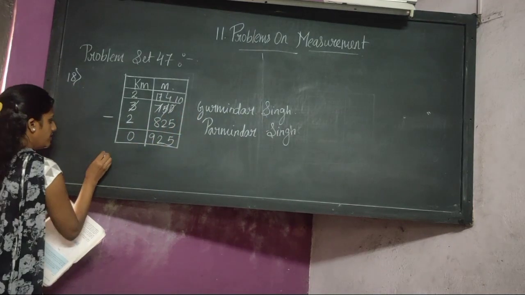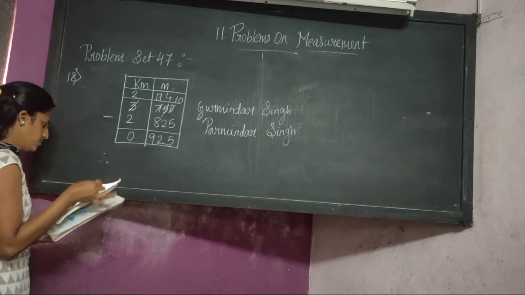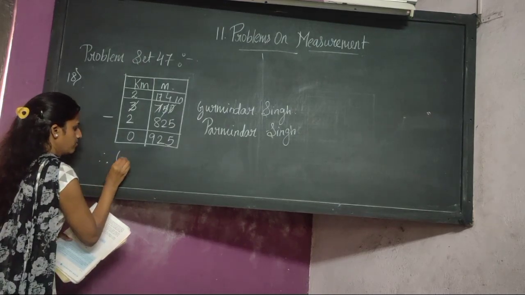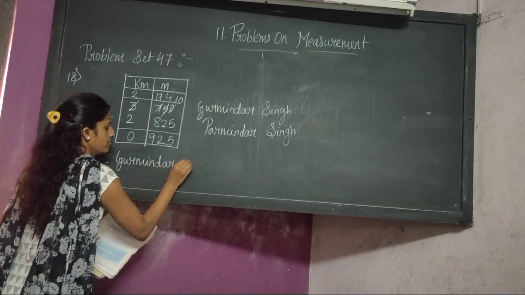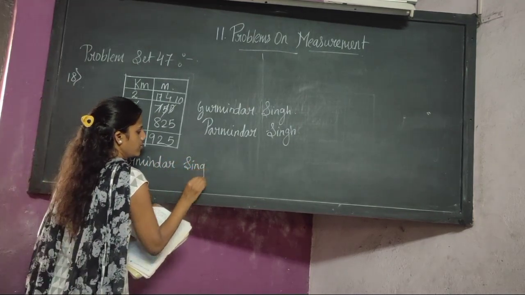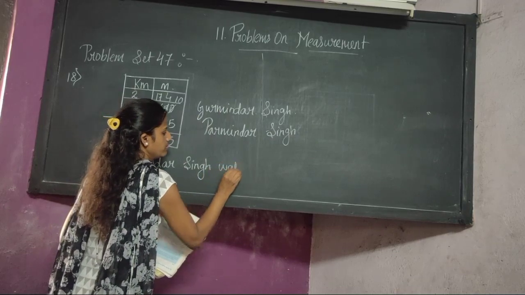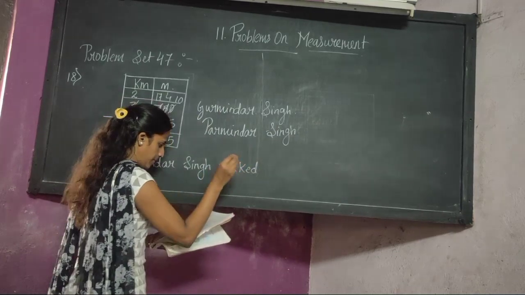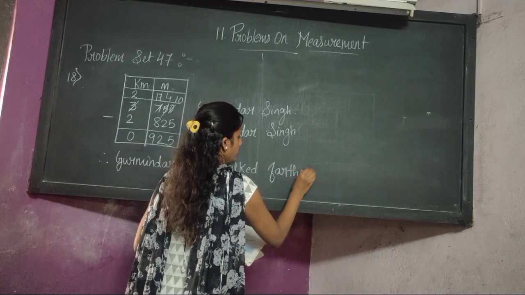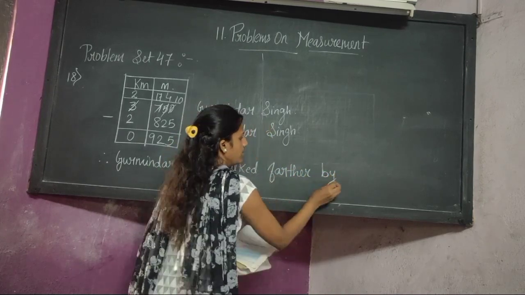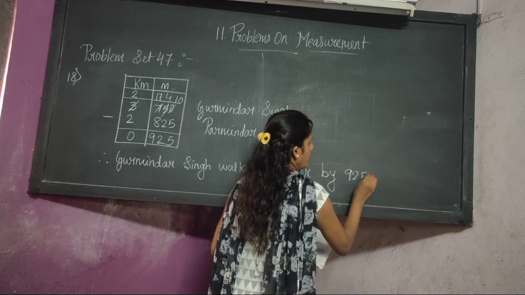Just write down the final statement. Therefore, Gurminder Singh walked further by 925 meters.